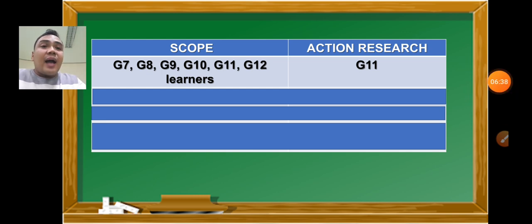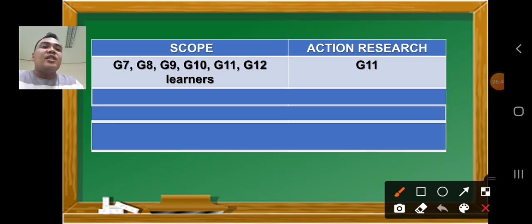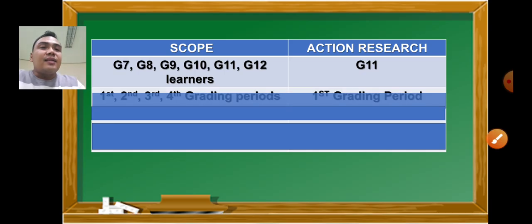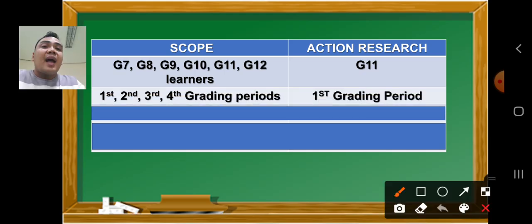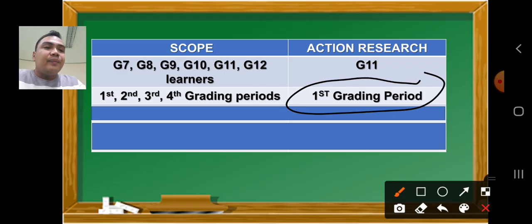Among the high school students, the only respondents here are the grade 11 students. So among grade 7, 8, 9, 10, 11, and 12 learners, the only respondent for this action research will be the grade 11 students only. Next, we know very well that we have first quarter, second quarter, third quarter, and fourth quarter. But the study was actually conducted only during the entire first grading period.